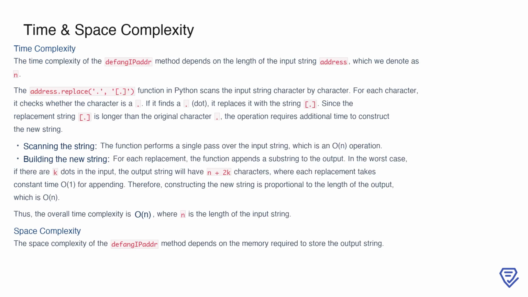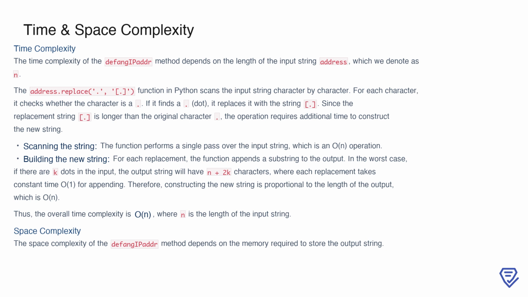When analyzing the time complexity of the defanging method, we start by focusing on the length of the input string, denoted as n. The method uses the replace function, which scans the input string one character at a time. For each character, it checks whether it is a dot, and if so, it replaces it with the string [.]. This operation involves two parts: scanning the string and constructing the new string. Scanning the string is a single pass, which is an O(n) operation.